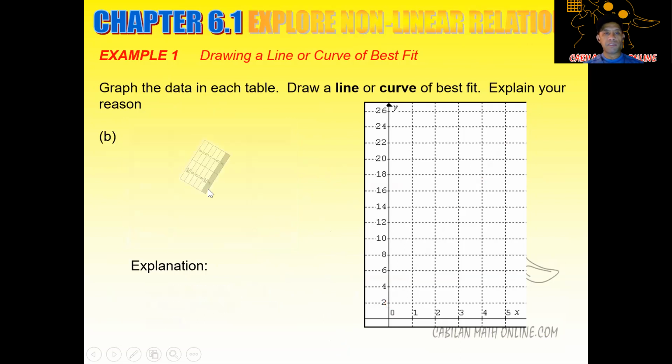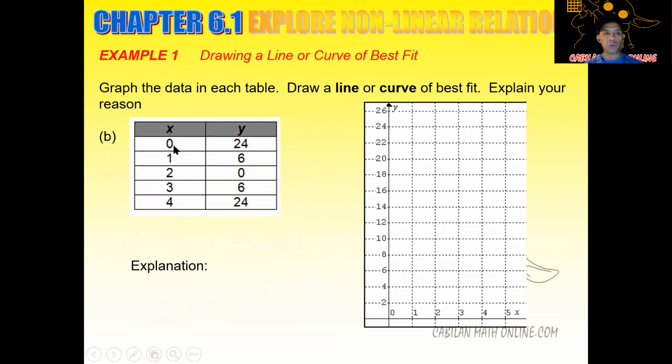So just like the previous example over here, we're going to start off with 0, 24. So from 0, I'm going to go up to 24 over here. Okay, for 1, 6, we're going to go right 1 and then up 6. Okay, then we have 2, 0. Okay, then we're going to go right 3 and then up 6. Okay, and then we're going to go right 4 and up 24.